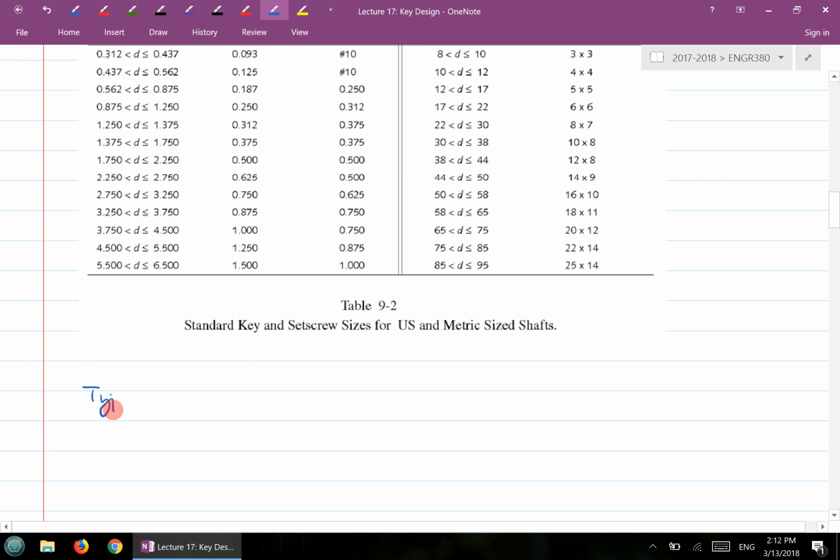Okay. One more piece of information that I will write down here. So typically the width W is taken as 1/4 of the shaft size D. So D is basically the diameter of the shaft.